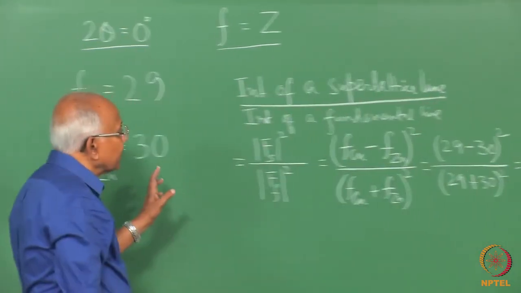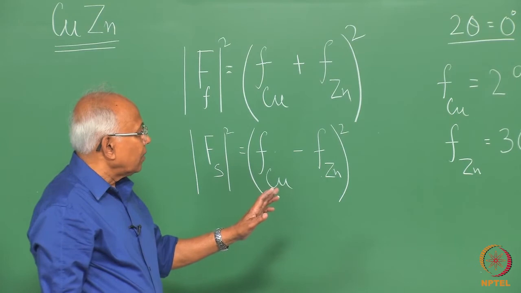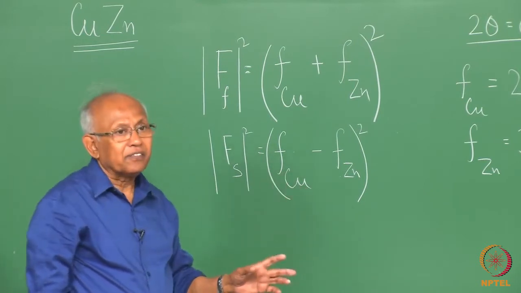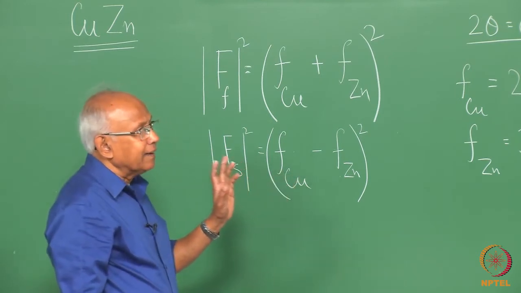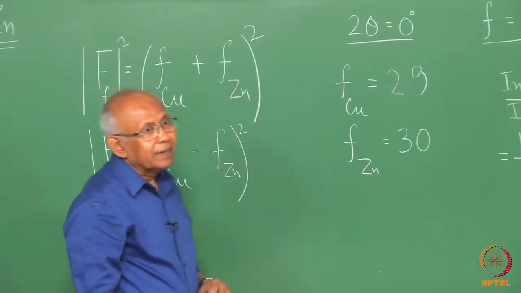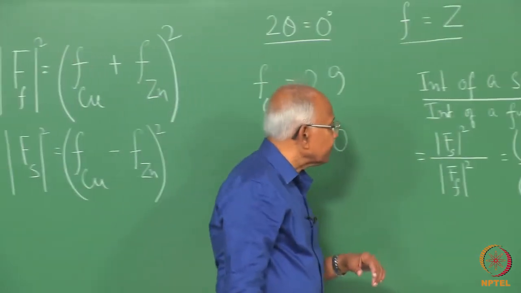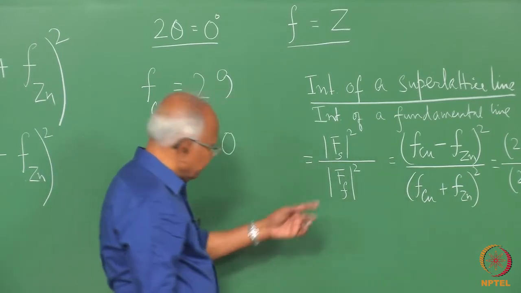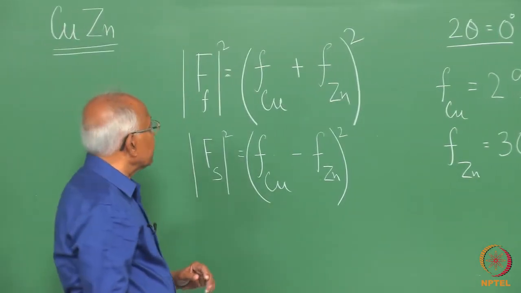So, we see that in this particular case, we have assumed that all the different factors which influence the intensity of a diffraction line excepting f are the same, and that is the reason why we have taken only the crystal structure factor into consideration, and on that basis we find that the superlattice lines, their intensities are much less compared to the fundamental lines in case of the particular material which is CuZn.